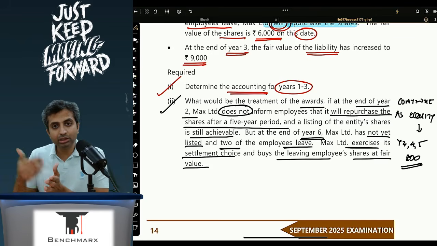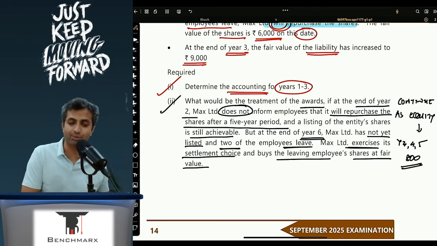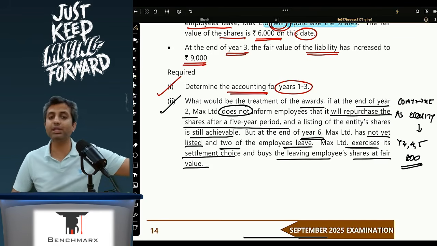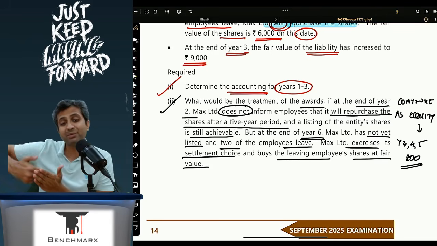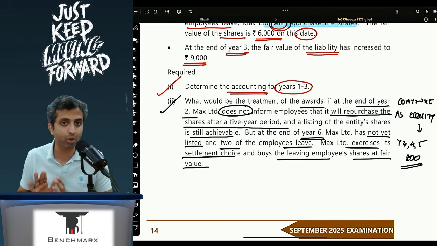Remember, if these 2 employees set up a past practice which results in a constructive obligation that for the remaining employees also you will pay cash only, then you can reclassify from SBP reserve to SBP liability if it creates a constructive obligation.